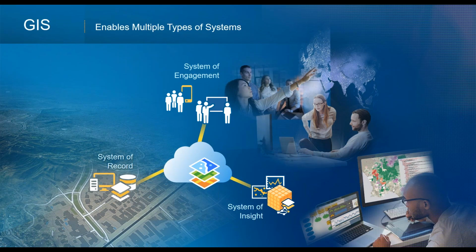Let's start by discussing kind of the basics of GIS. And when we talk about GIS, we like to talk about it in three buckets or three areas of focus. A system of record, that is the data needed to really answer the questions that are facing your organization. A system of insight that provides analysis to arrive at answers based off of those questions, and a system of engagement, which is communicating those answers to decision makers and citizens.